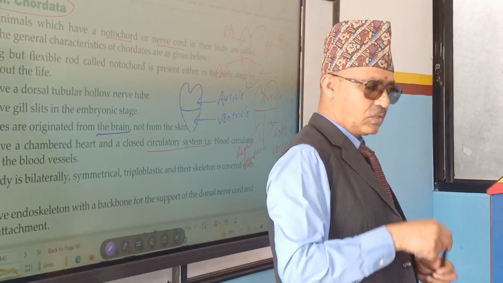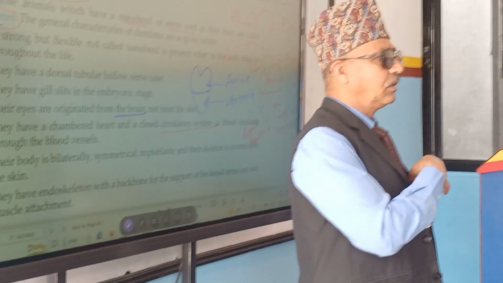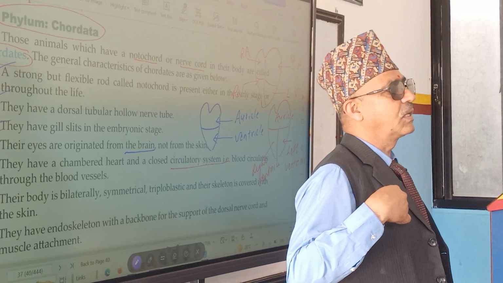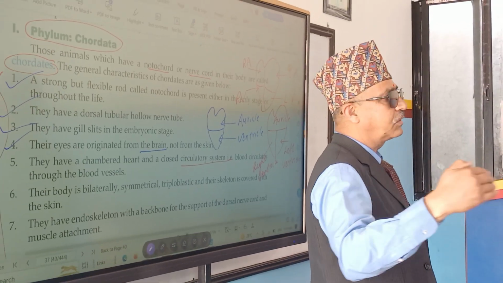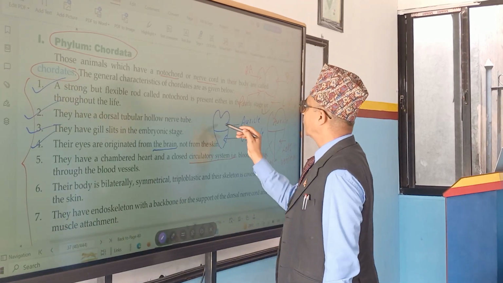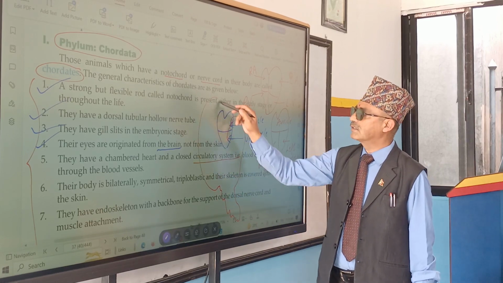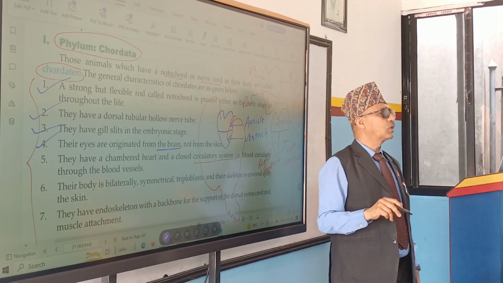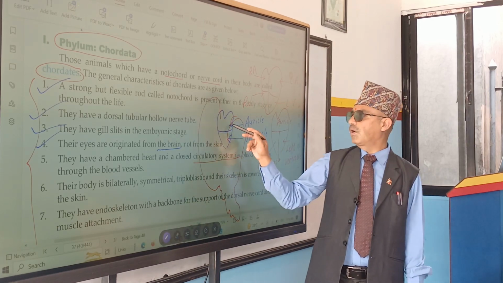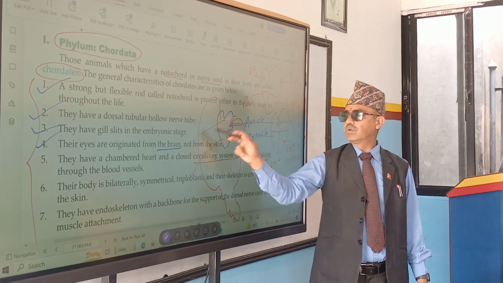Closed circulatory system means blood goes from the heart through a blood vessel, reaches different parts, and again comes back to the heart through another one, not the same one. In an open system, it goes from one and returns from the same. But in closed, blood comes out of the heart, reaches different parts, and is collected again here. That type of circulatory system is called closed. Open means blood goes here and there with no connection. Goes, comes, goes, comes.